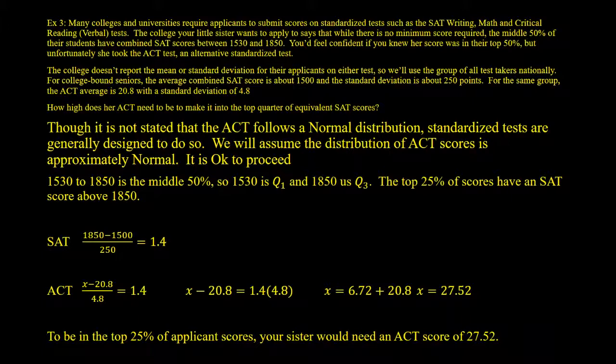Remember, our question was how high does her ACT score need to be to make it in the top quarter of equivalent SAT scores? So that's all we're doing is finding that top 25%. We just had to understand that the middle 50% means we're going from Q1 to Q3, and then we can use our Z-score formula to evaluate this.